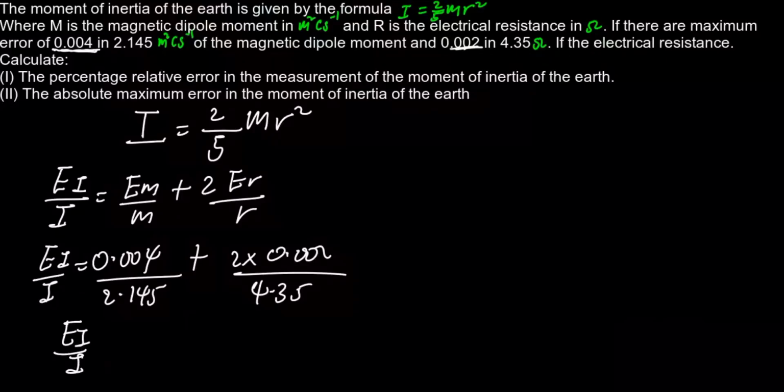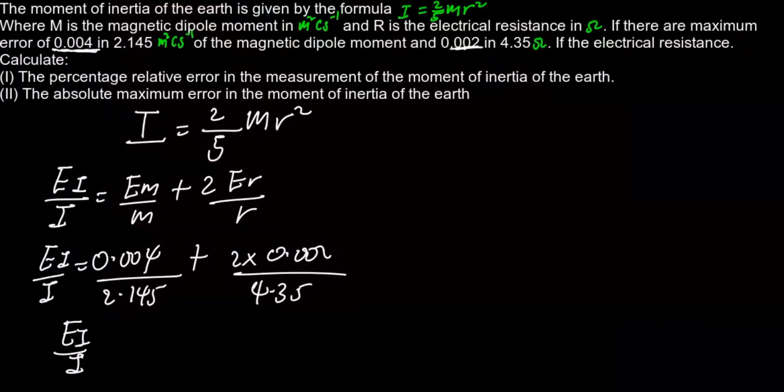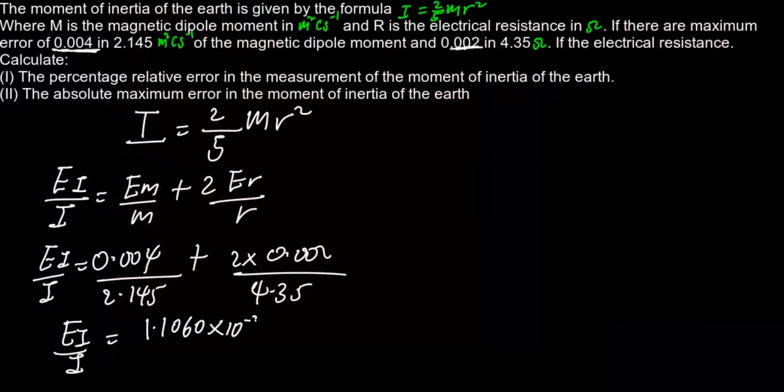So my EI over I, what would that give me? That should be equal to 1.1060 times 10 raised to power minus 2. That is it. So that's my EI over I.